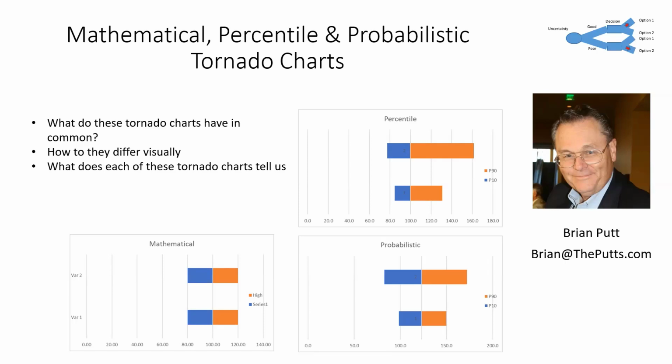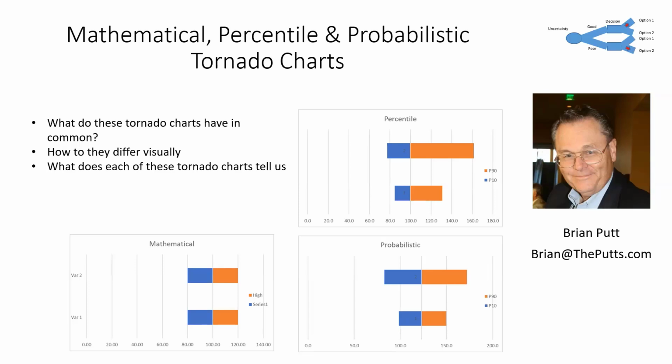The second chart, the percentile, says, let's look at the P90 and the P10 outcomes of each of those input variables and see how it impacts the value measure if we just change that one variable, keeping all of the variables at the mid value.